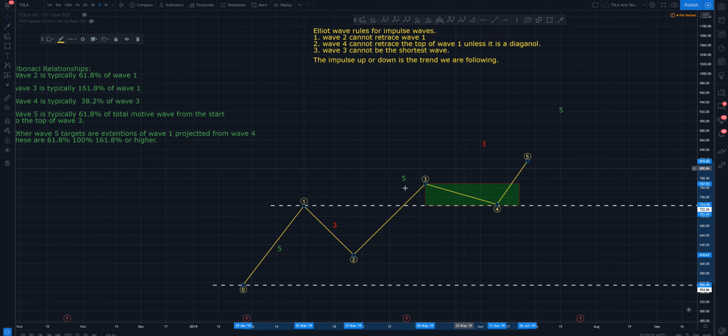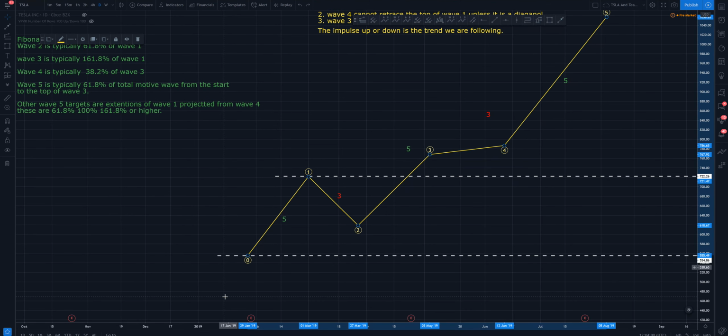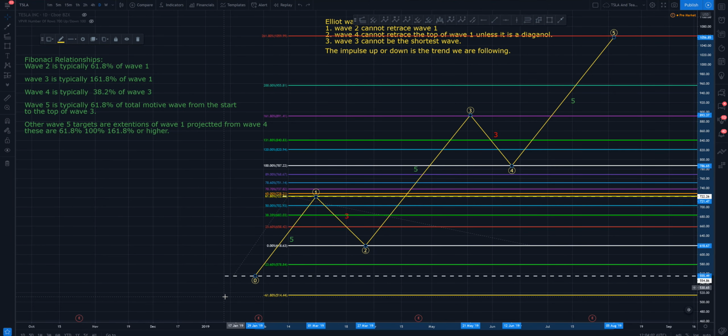The 3 is not the shortest, the 4 doesn't overlap the 1, and the 2 doesn't overlap the bottom of the 1. But the symmetry is not very pleasing to the eye, and it would be a very rare occurrence to see that happen, but it can happen. So just bear that in mind. We're looking for a 1.618, but if the 3 is shorter than the 1, or ever so slightly longer than the 1, then this will impact where the 5 can go. Right, so there you go, let's move on.